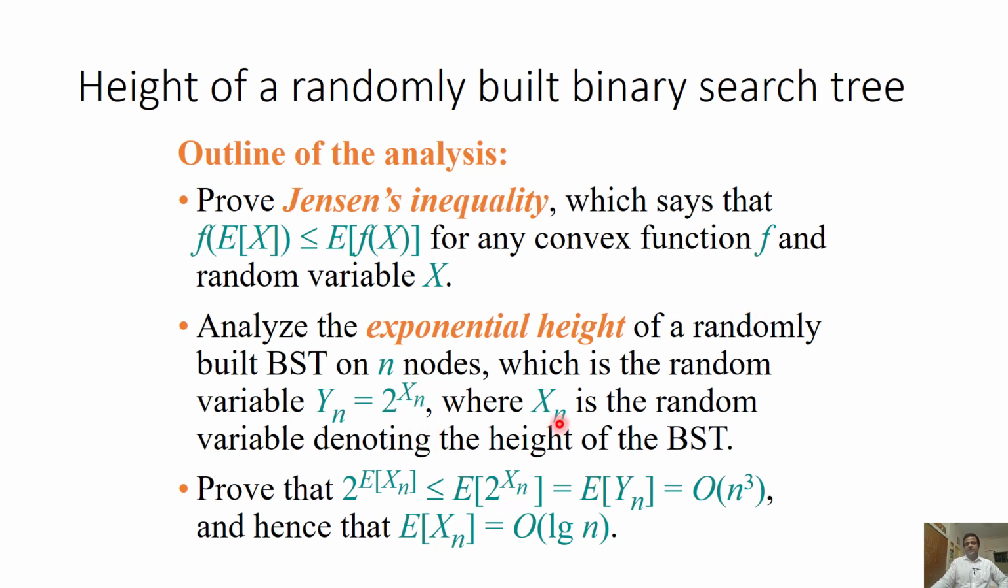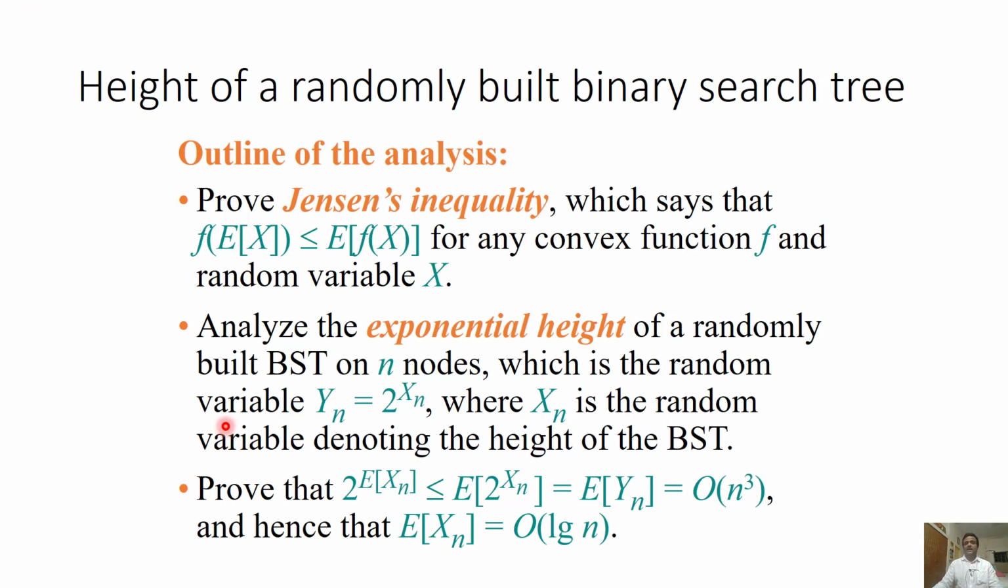And we will take, suppose Xn is the height of a randomly built BST, then we take Yn equal to 2 to the power Xn. And then if we can show the expected value of Yn is order of n cube, then we know 2 to the power expected value of Xn is order of n cube, then we can take the log, so the 3 will come out, giving us log n. So the expected height of a randomly built BST is log n. That is what we are expecting. So that is the beauty. This proof we are not discussing in this lecture.